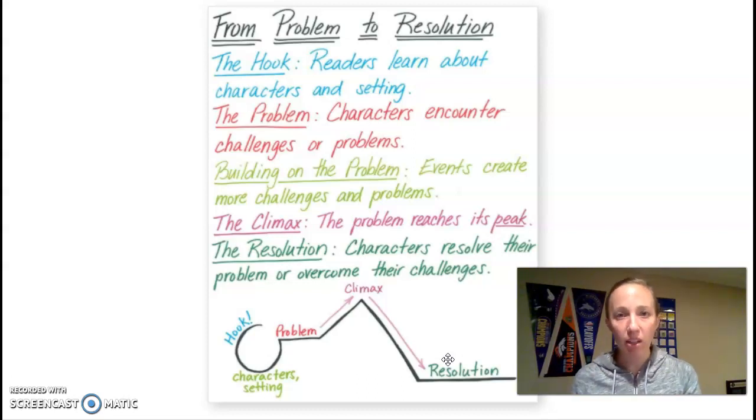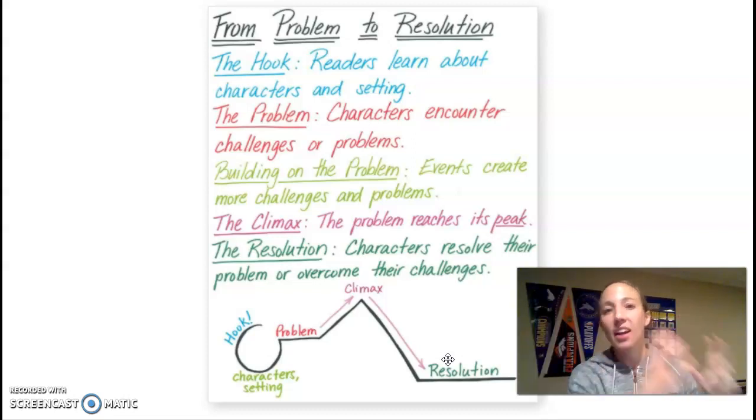So I would go find just a short, simple picture book, see if you can figure out, okay, what is the problem that the main character is experiencing, and then how is it resolved? How is it fixed at the end of the story? And you're just going to describe that.